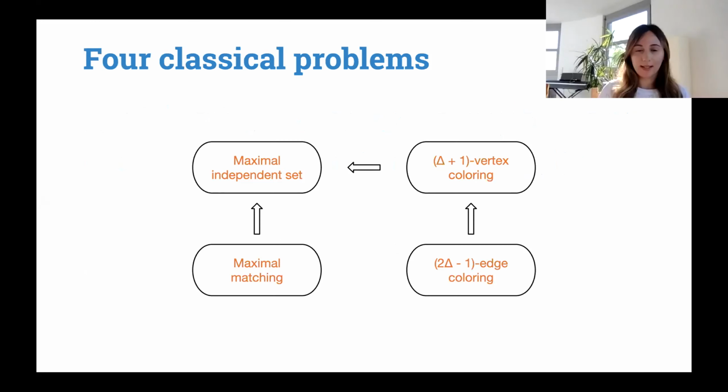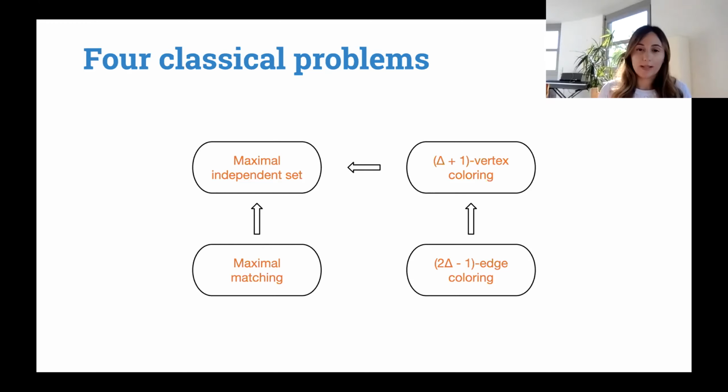In the distributed setting, there are 4 classical symmetry breaking problems that have been extensively studied. These problems are maximal independent set, maximal matching, delta+1 vertex coloring, and 2delta-1 edge coloring. We know that there are some relations between these problems. For example, if we have an algorithm for solving delta+1 vertex coloring, we can use it on the line graph and obtain a solution for the 2delta-1 edge coloring.